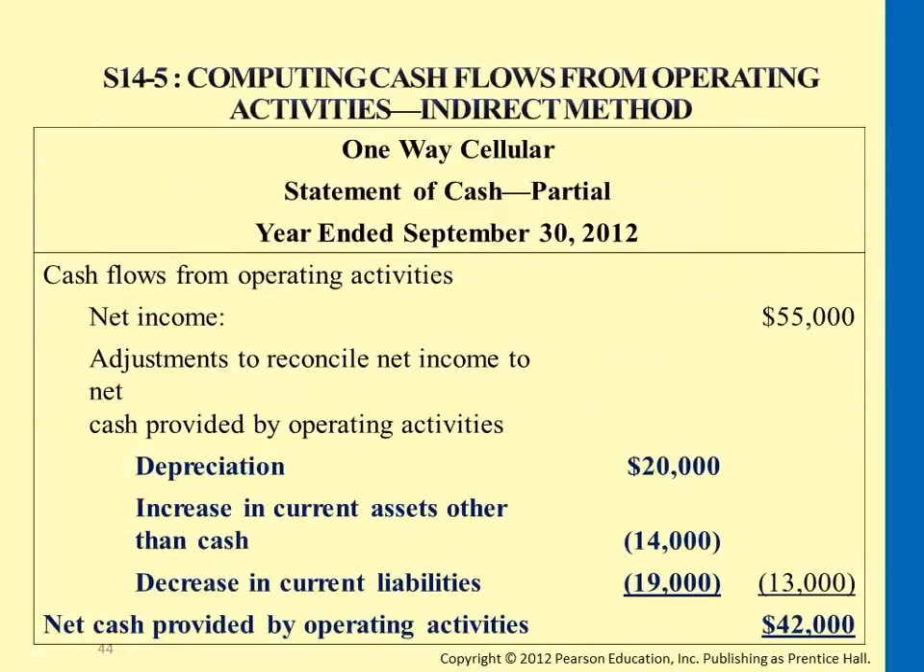Okay, so in the statement it will look like this. The 55,000 is already listed there. Depreciation, you add it. Increase in current assets, subtract it. Think of the example of accounts receivable. If we have increased accounts receivable, sales revenue increases, but this is not cash, so we subtract it. A decrease in current liabilities basically means we paid off some of the liabilities, so we used up cash, so we subtract $19,000. So overall, net cash provided by operating activities is $42,000.